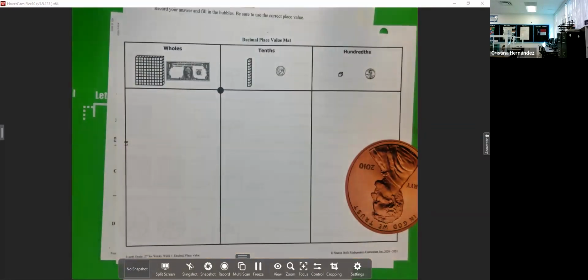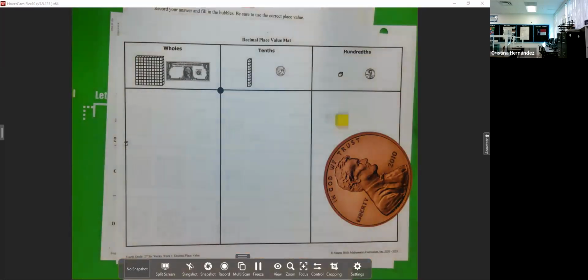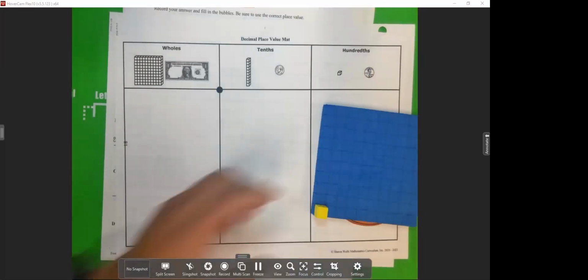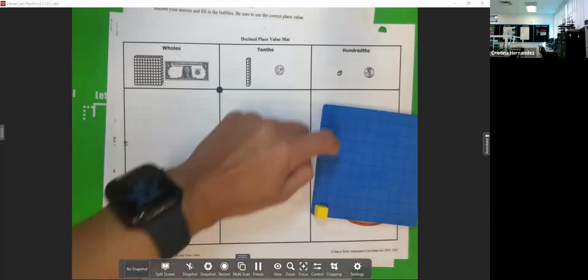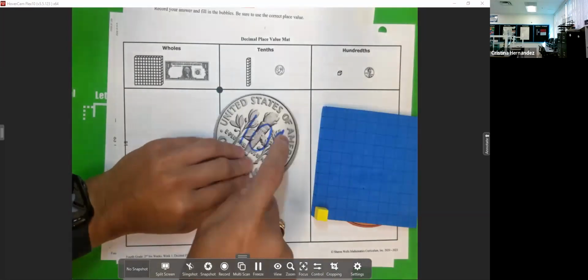A penny is equivalent to one of these little yellow things. How many pennies does it take to make a dollar? 100 pennies. Squares right here to make $1. So how many dimes does it take to make $1?